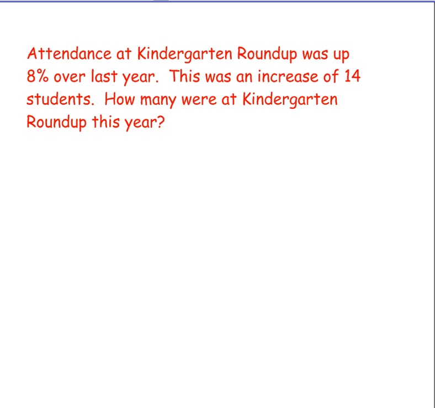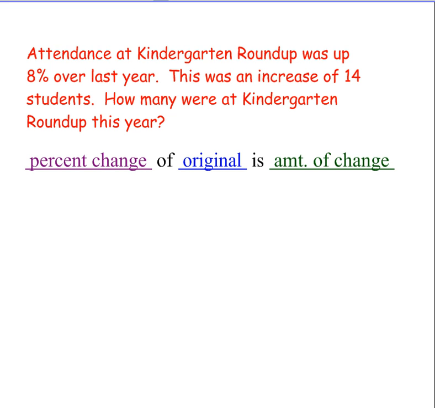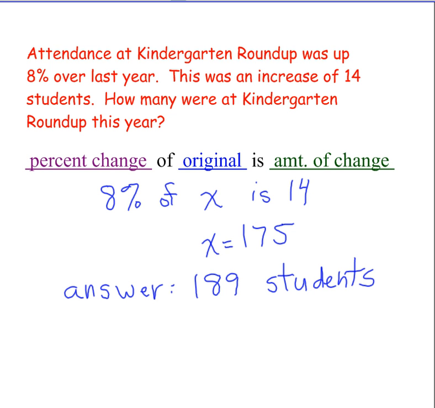Now read the following example. I'm going to use percent change of original is equal to amount of change. 8% of x, where x is original, is 14. Now I'll solve for x. X is equal to 175, but x was the original amount, and this question asked for the number of kindergarten roundup students this year. We get our answer by adding 14. Our answer is 189 students.